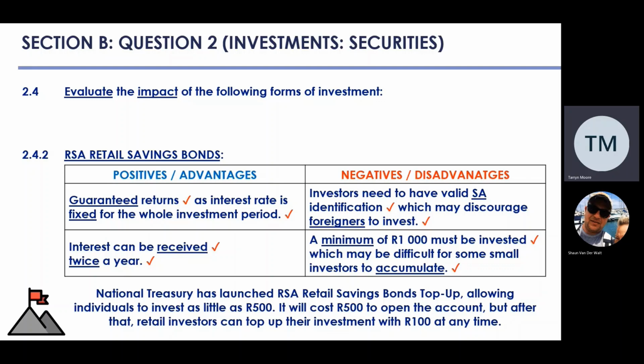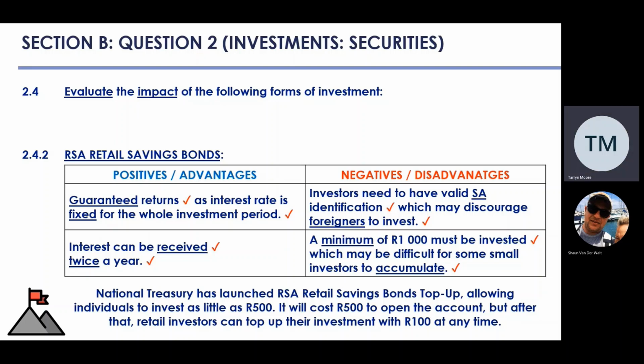Ladies and gentlemen, that right there is originality from print media, and it's there for you to utilize. Originality as part of an essay question. You can now utilize the RSA Retail Savings Bond to open up an account for as little as 500 Rand. And then you can top it up as a retail investor with 100 Rand at any time. Wow. That sounds amazing.